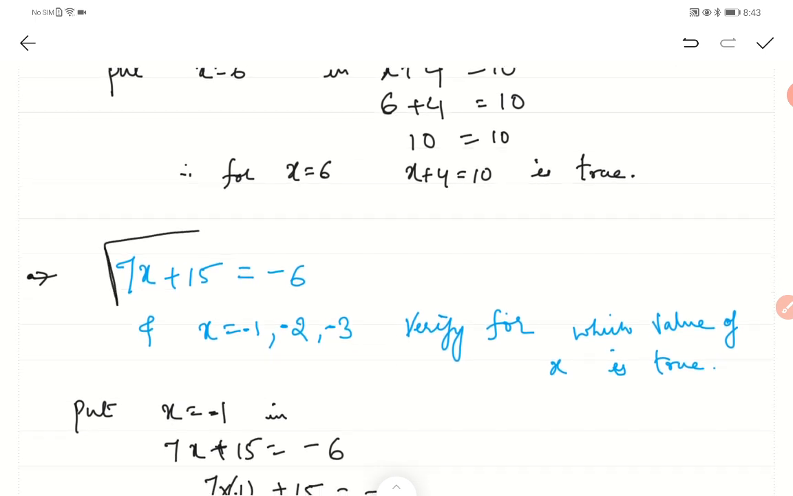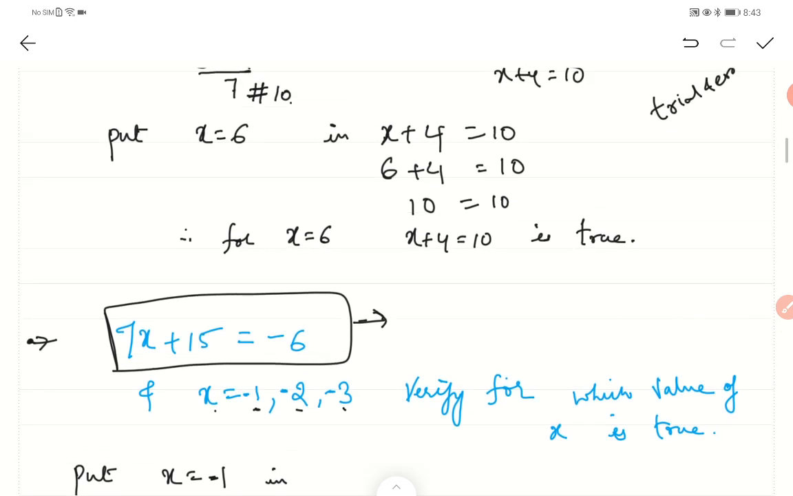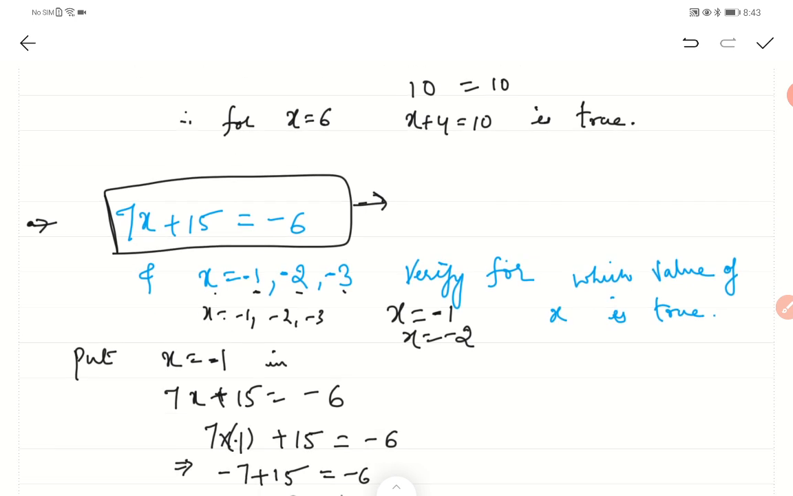So this equation is given: 7x + 15 = -6, and given x = -1, -2 and -3. So they are given three values to put in this equation, and you need to verify for which value of x it is true. What does this mean? x = -1, -2, -3 means you need to try x = -1, x = -2 and x = -3.